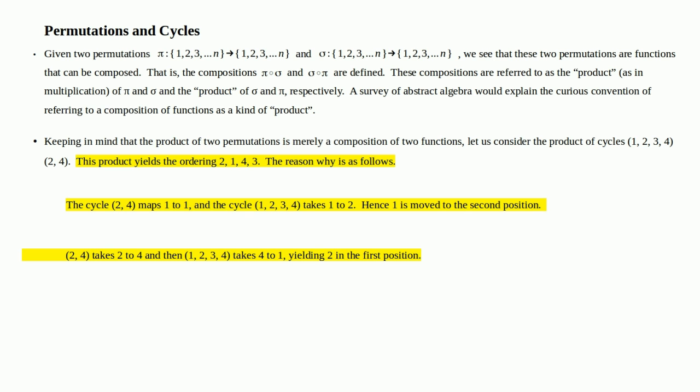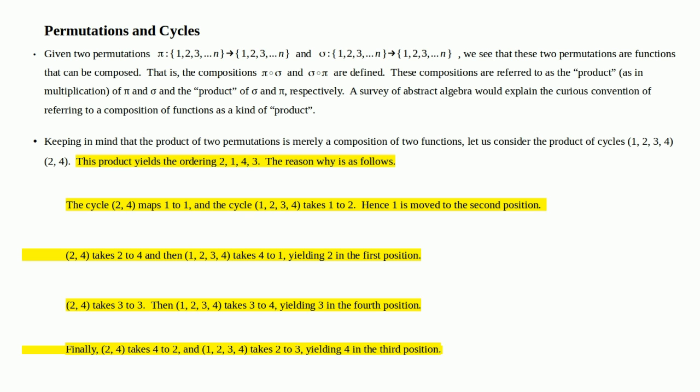Next, the cycle (2, 4) takes 2 to 4, and then the cycle (1, 2, 3, 4) takes 4 to 1, yielding 2 in the first position, eventually. Okay. The cycle (2, 4) takes 3 to 3, because 3 doesn't appear, it just leaves it alone. Then (1, 2, 3, 4) takes 3 and moves it to 4, yielding 3 in the fourth position. And finally, the cycle (2, 4) takes 4 to 2, and then the cycle (1, 2, 3, 4) takes 2 to 3, yielding 4 in the third position.